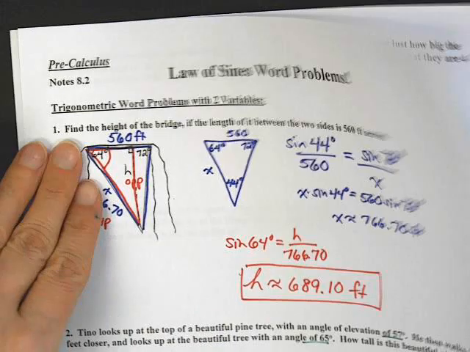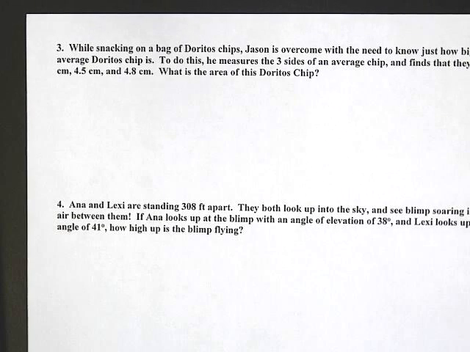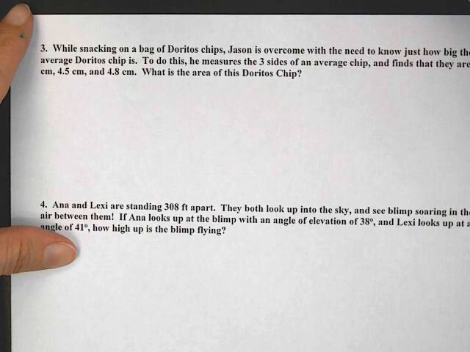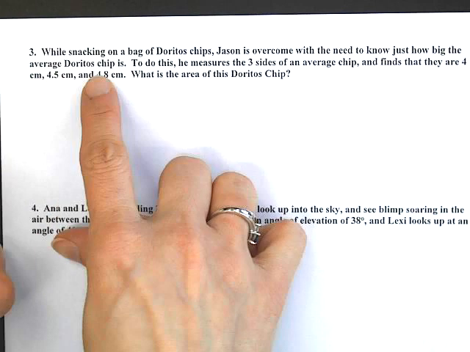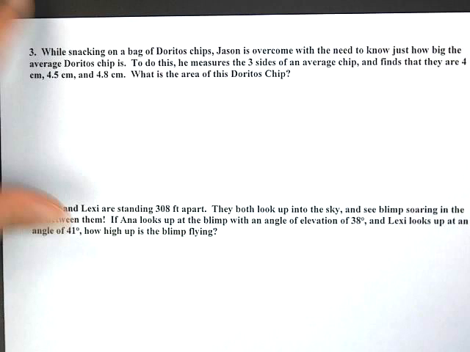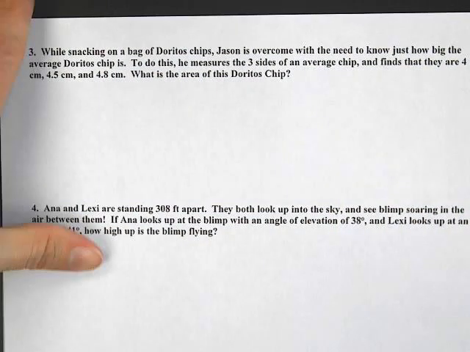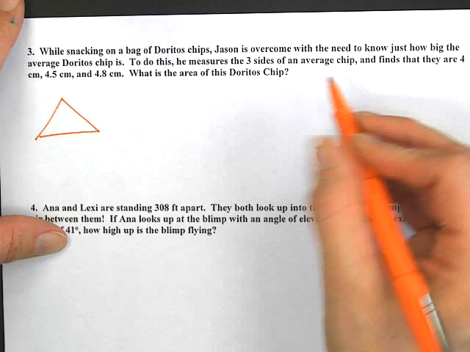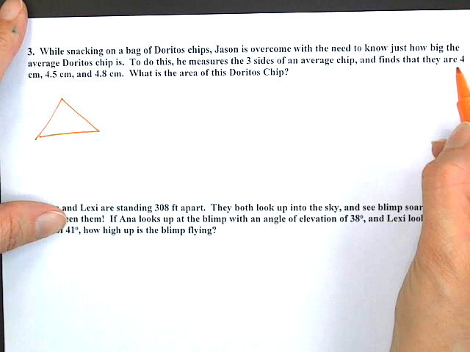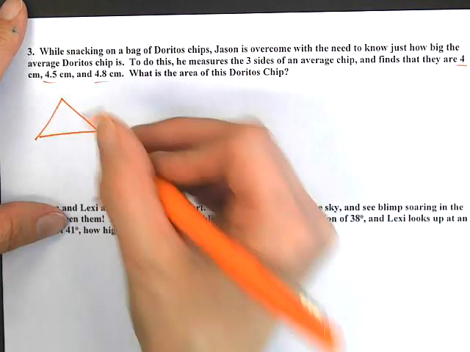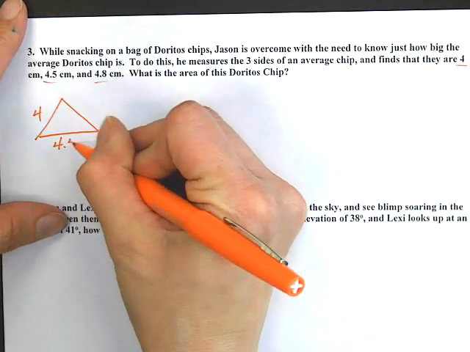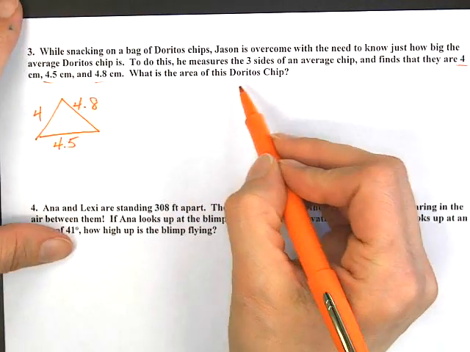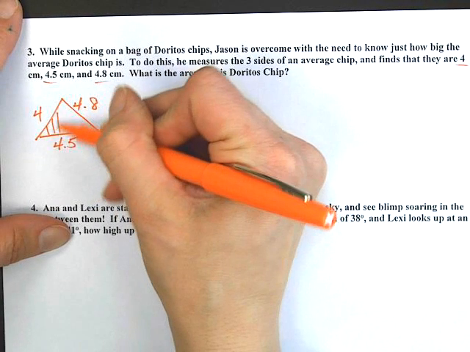All right, what else can we do with law of sines? While snacking on a bag of Doritos, whoa, Jason is overcome with the need to find out how big the average Dorito chip is. Okay, so he takes an average Dorito chip, not the little tiny crumb, but like a regular one, and he finds, let's see, here's the chip, okay, that the sides are 4, 4.5, and 4.8. On average, most of them are about this. Okay, what is the area of this Doritos chip? Okay, so I want to know the area.